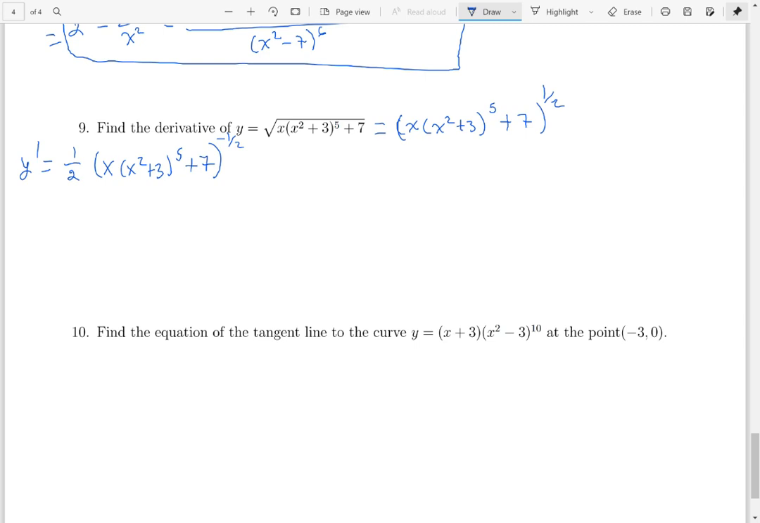But now, I'm going to give myself a bracket. We have to do the derivative of the inner function. And so the inner function is all of this stuff. X times x squared plus 3 raised to the 5th power, all plus 7. So remember that the derivative of the sums is the sum of the derivatives, and the derivative of 7 is 0. So that part we get to kind of ignore, but that is at the end anyway.